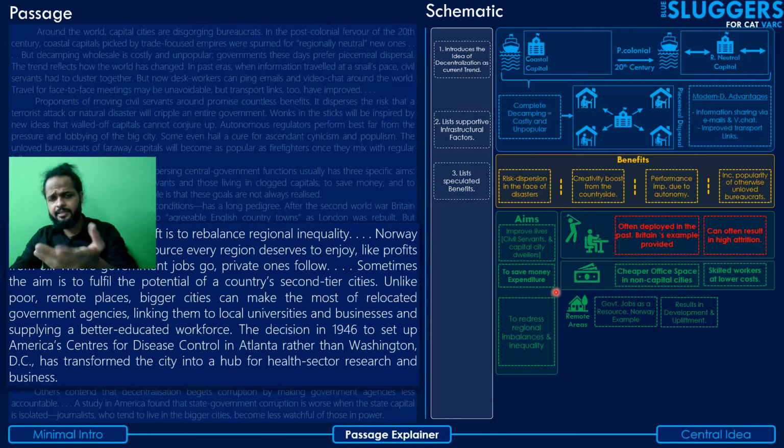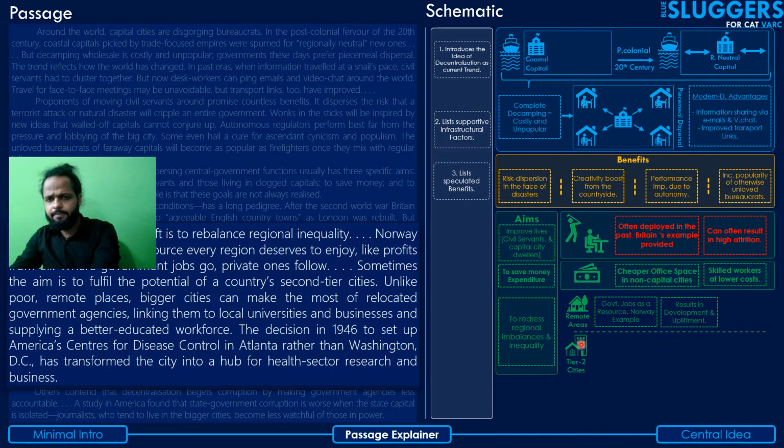So he has given the example of Norway, which almost treats federal jobs like a resource that needs to be shared among every region. It should not be limited to the capital cities or to the other cities. It should be shared everywhere, wherever there is a requirement of development and upliftment of the area. So it should be shared there, right? So that's the first point he's made. Next, he says, sometimes the aim is to fulfill the potential of a country's second-tier cities. Okay.